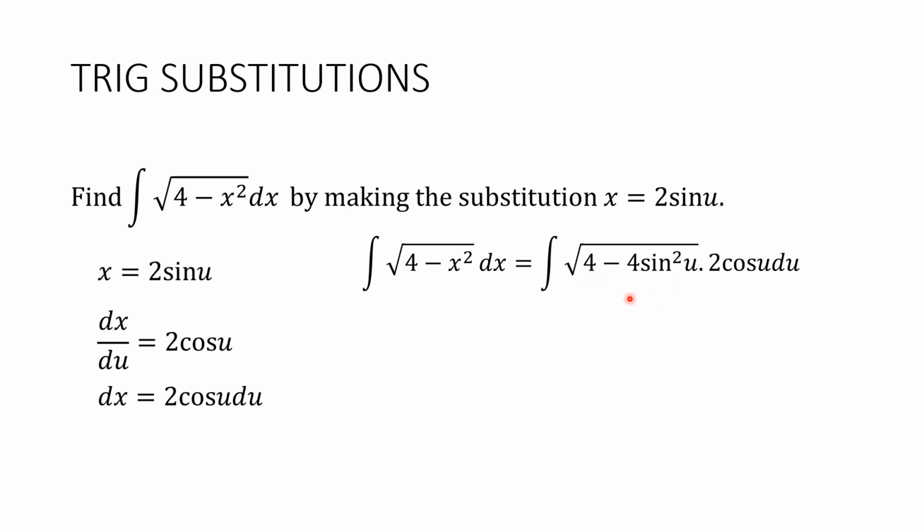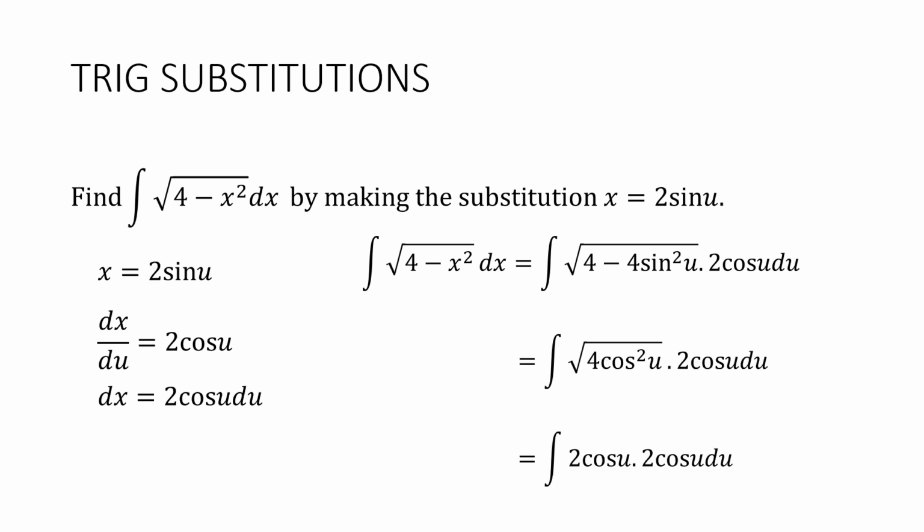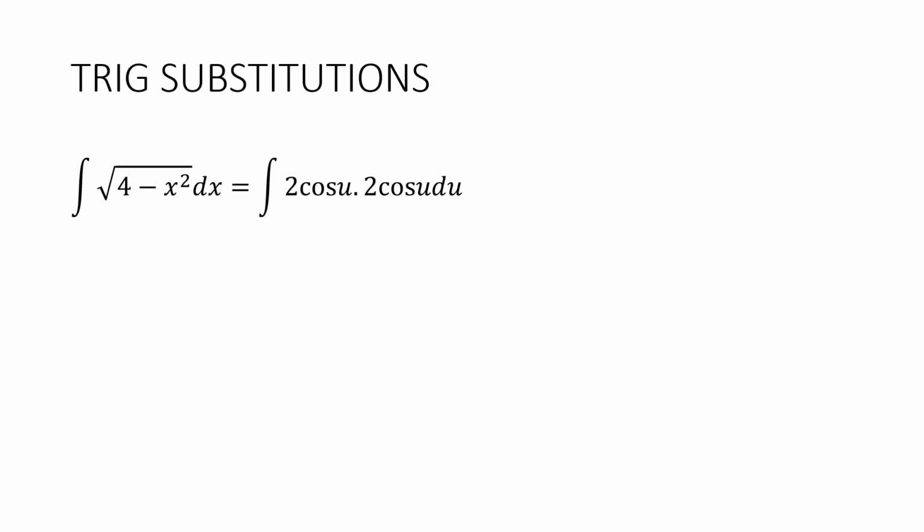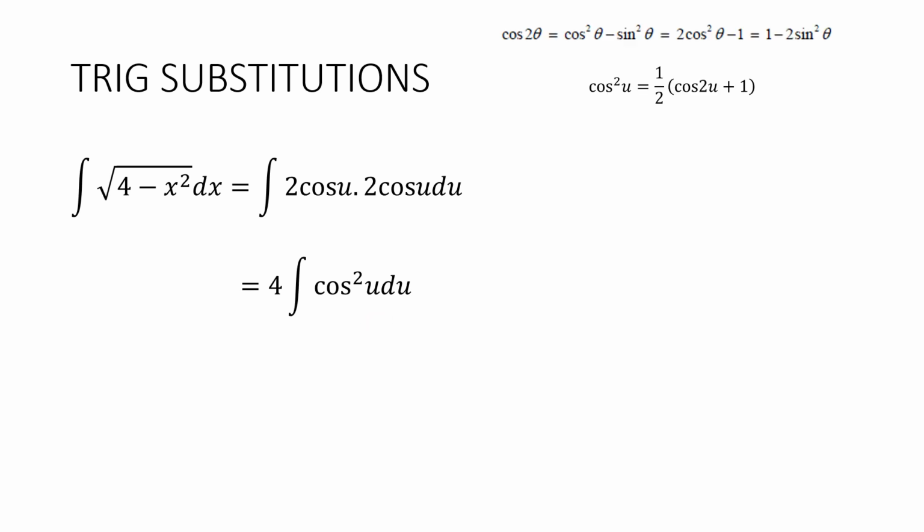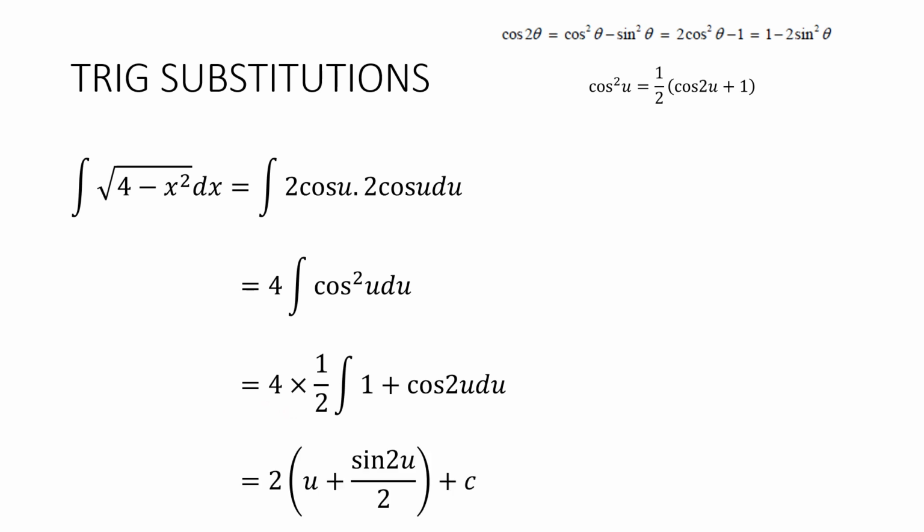Factorizing here, we're going to get 4 outside of 1 minus sine squared u, which of course is equal to cos squared u. And taking the square root here, we're going to end up with 2 cos u times 2 cos u du. Tidying that up, we end up with 4 times the integral of cos squared u du. And just like before, we're going to use the double angle formula for cos, rearrange it so that cos squared u is the subject, and substitute in. And now we're ready to integrate. This is 2, and then we have u plus sine 2u divided by 2 plus c.